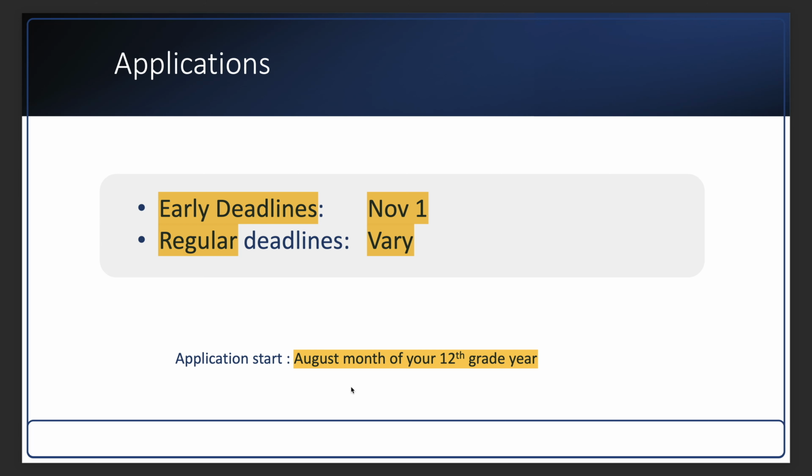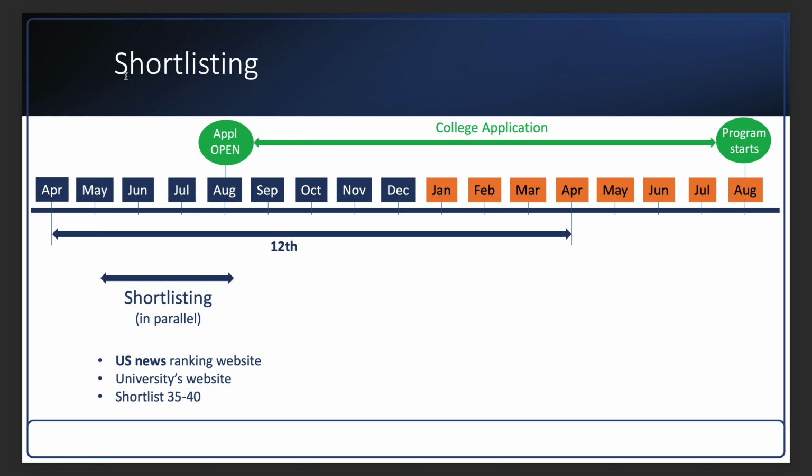So be very mindful about it. If you do not want to lose your 1 year, you have to start in the month of August of your 12th grade. Before you start sending applications, you have to do a very important task, and that is shortlisting universities.